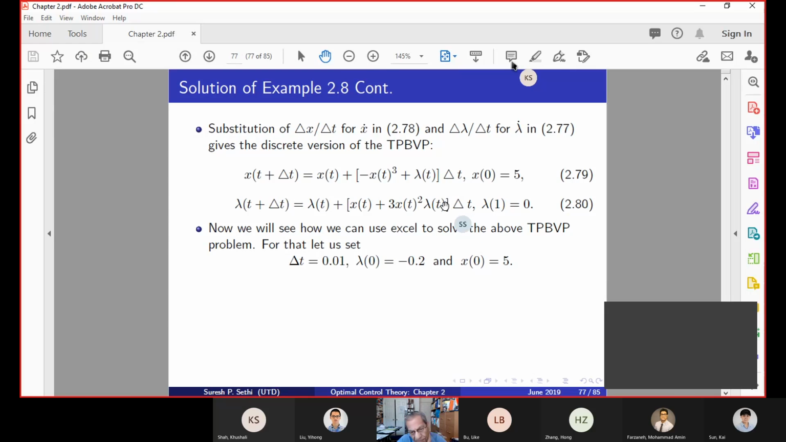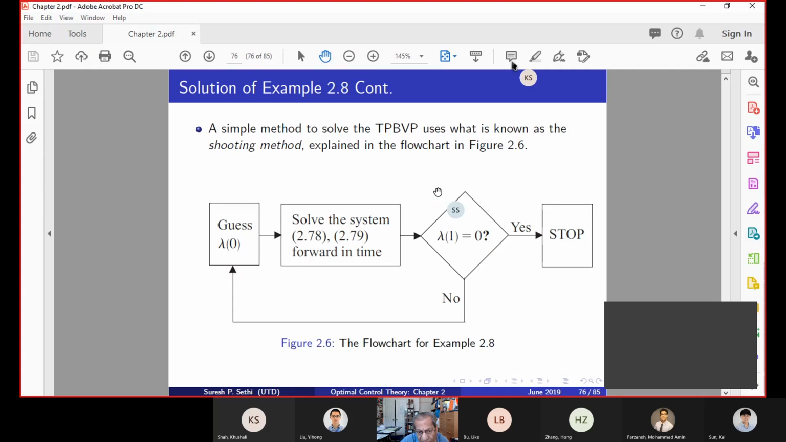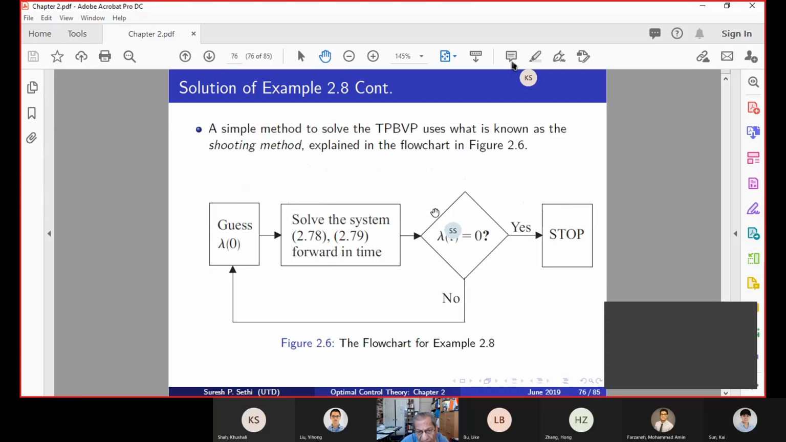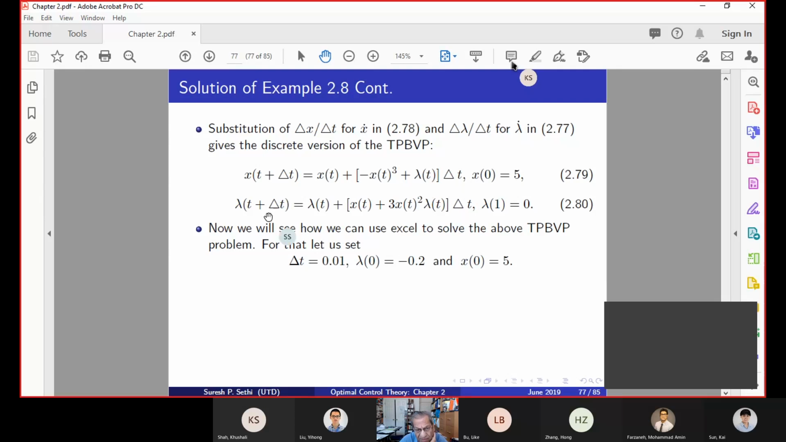How do we solve this in Excel? Well, in Excel we do discrete time. First, we have to discretize the problem. So I discretize by delta. The substitution of delta x over delta t for x dot and delta lambda over delta t for lambda dot gives me these equations. These equations are directly derived from these two equations, so I can derive them directly.